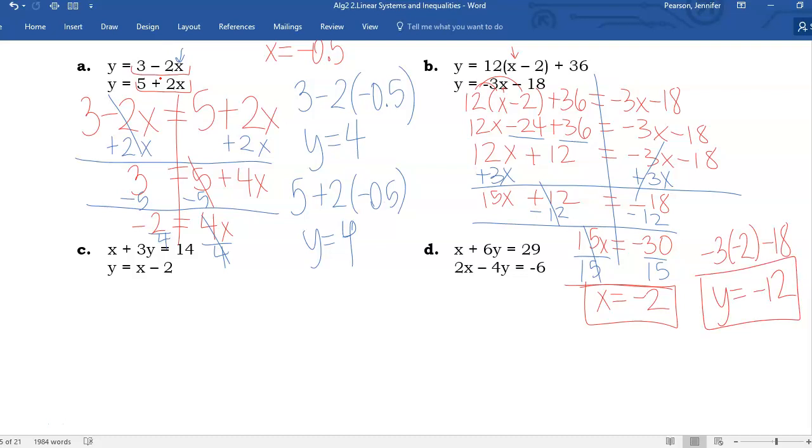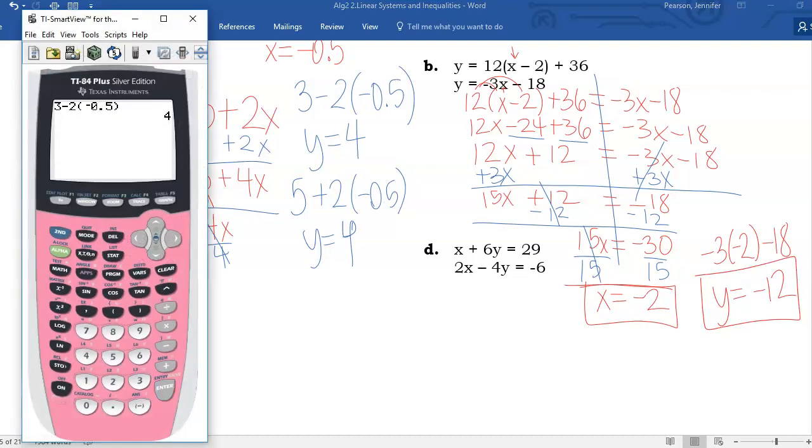And maybe I will do the second equation, put straight into the calculator as a check. 12 times negative 2 minus 2. So I replaced the x with a negative 2 and kept everything else the same. And I'm hoping to see a negative 12. Bam. x is negative 2. y is negative 12.